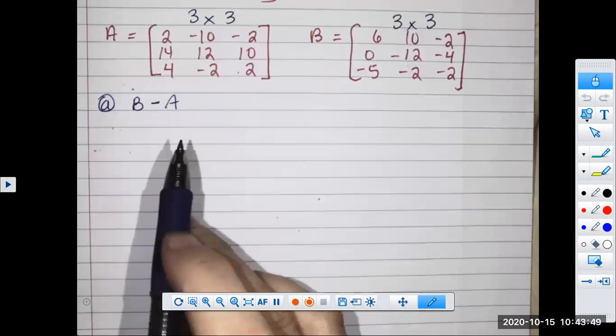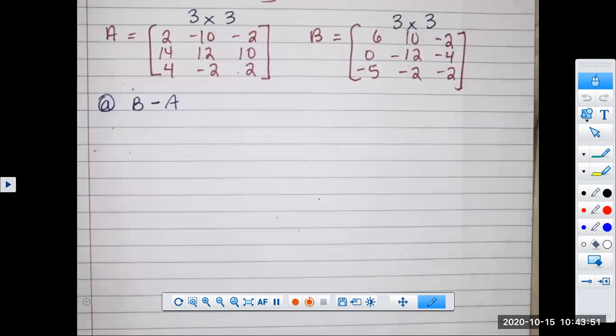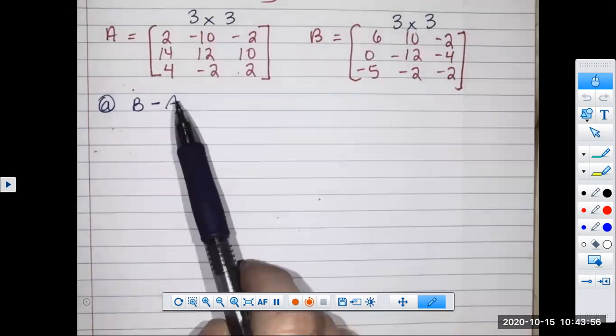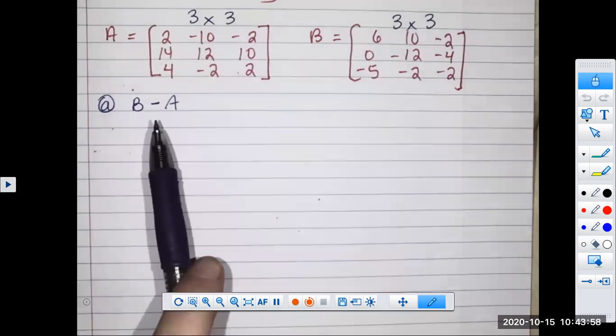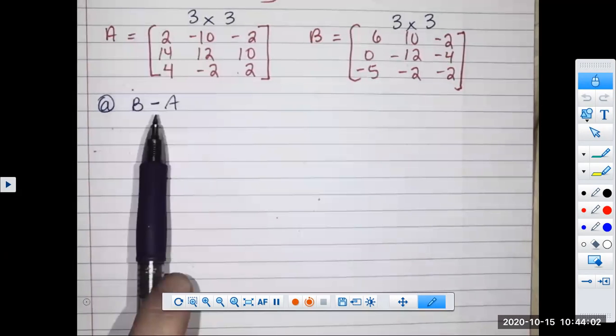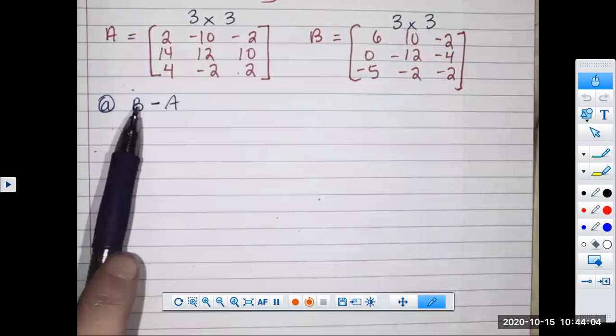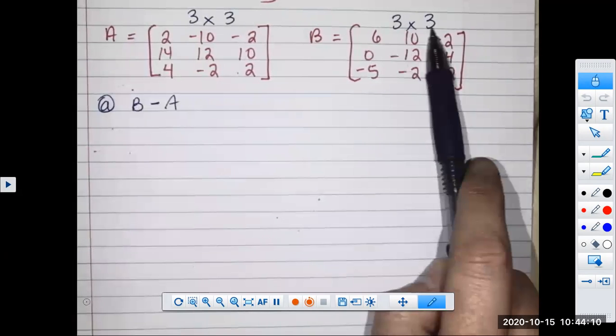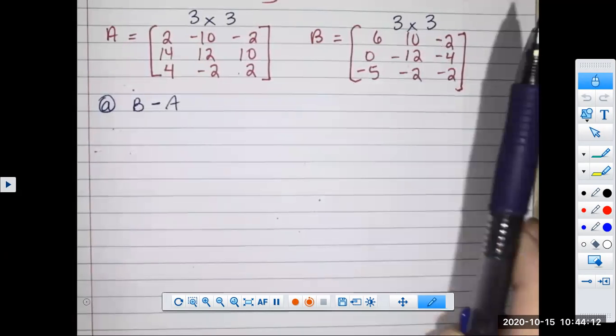Okay, so adding and subtracting is as easy as it's always been for you. All you're going to do is subtract corresponding elements, but be careful what order it's in. Notice they start with B and then subtract A. So you need to start with all of these numbers in B. Then you're going to say 6 minus what?